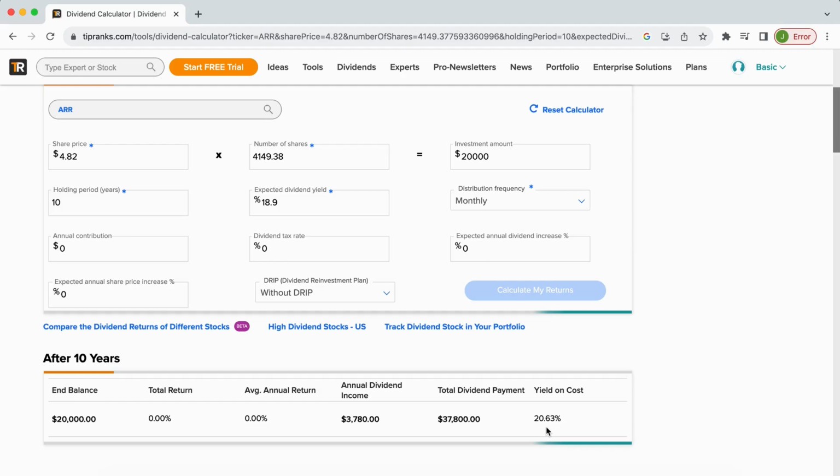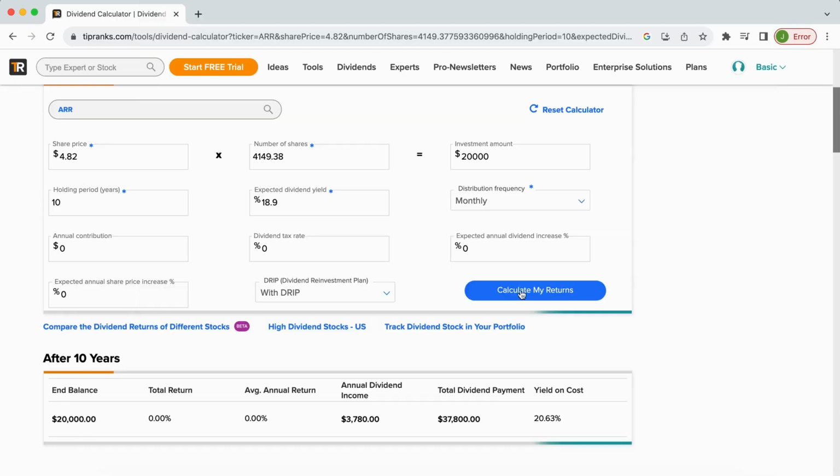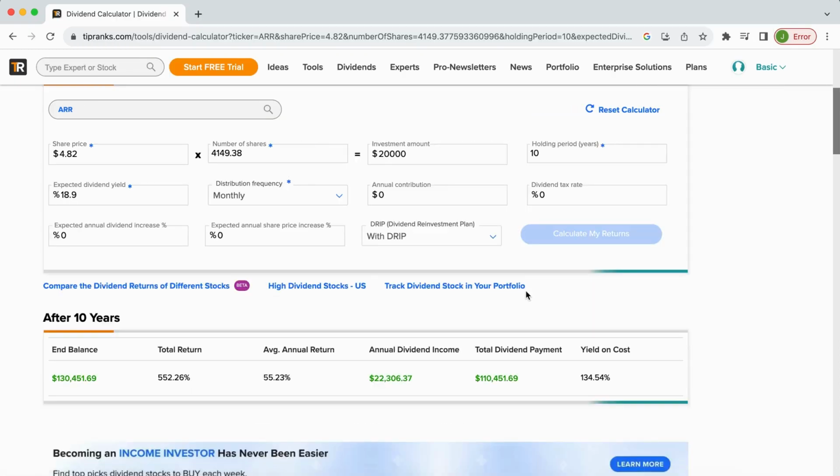Now this is fantastic. However, we're going to find that it gets even more fantastic, well over $57,000, when we actually invest with the DRIP. So it's going to create the compound effect, which, as we know, Einstein said that there's no greater power than compounding. So we're going to go ahead and calculate my returns and see that it's well over $57,000.